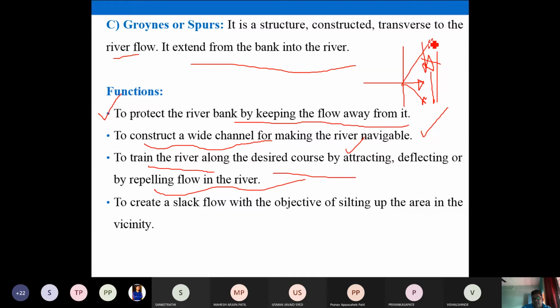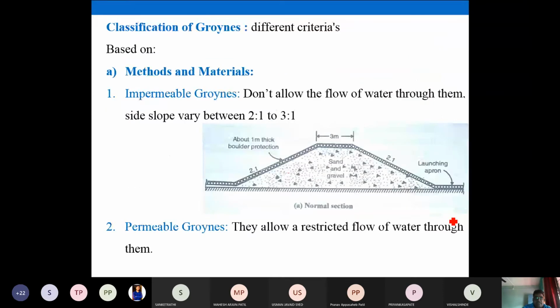If the angle is deviated on the upstream side, again there is obstruction. Such types of courses are used where we have to guide the flow according to the need and purpose. Suppose barrages are to be constructed, and we need to divert the flow of the river towards the barrage. At that time such structures, the groins or spurs, are very useful. Another purpose is to create slack flow with the objective of silting of the area in the vicinity.